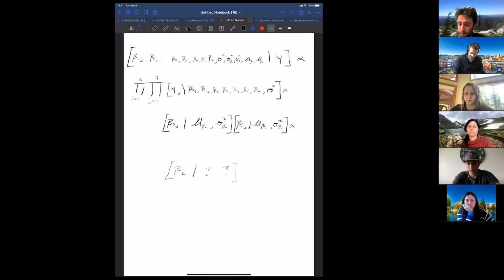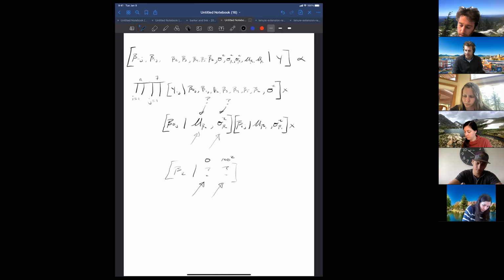Now, the question was, why don't we do beta 2 given something here? And why are those not considered process models? Well, we're choosing the values that go into here. We're choosing hyperparameters for those. We know what those are. Whereas in this case, we don't know what these are. So we're putting 0 and 100 squared in here. We're telling it that's what we want based on our prior information. But here, we don't know what this is. We're going to estimate these. That makes sense.